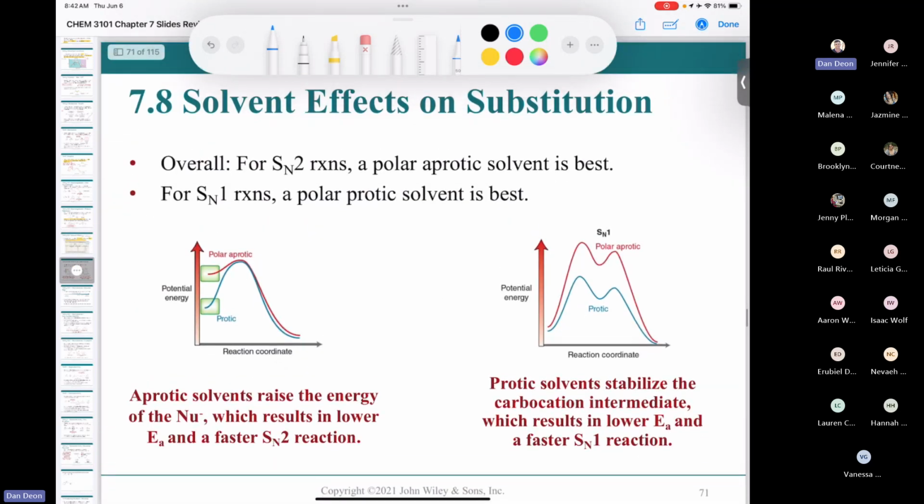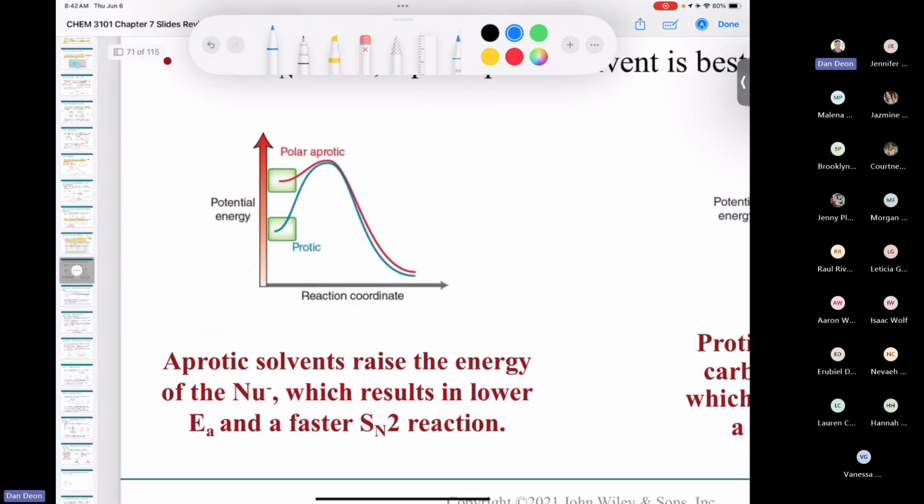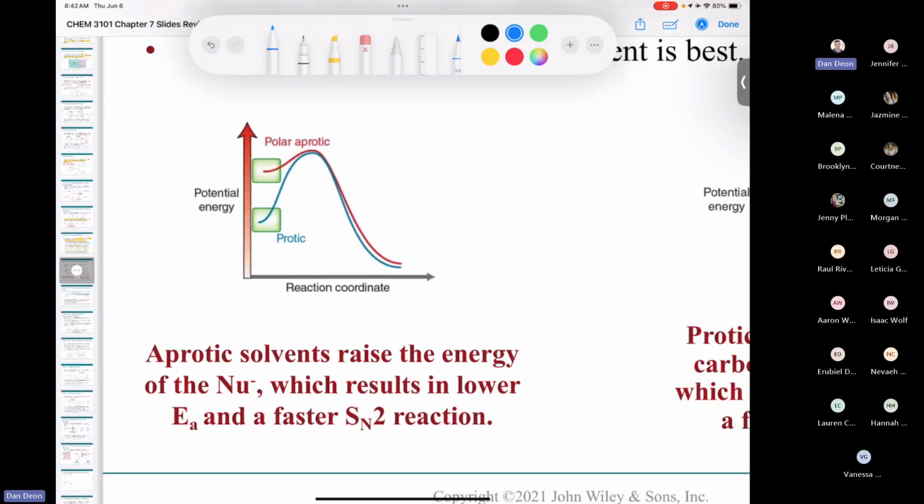It says here, what's the effect? The effect is this: for an SN2 reaction, we said a polar aprotic solvent is going to be the best. Why would that be? This is an SN2 mechanism shown right here. It's just concerted. There's just one transition state. Nucleophilic attack and loss of leaving group occur simultaneously. So when you have a polar aprotic solvent, it doesn't stabilize the nucleophile, so it raises its energy and therefore it lowers the activation energy of the reaction.